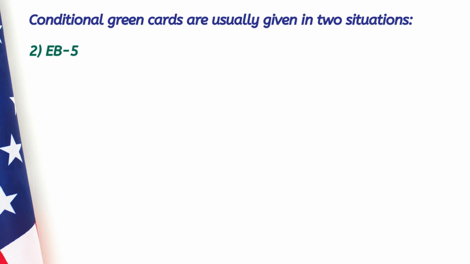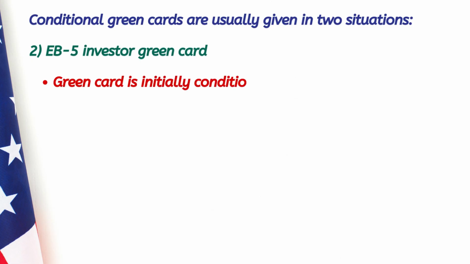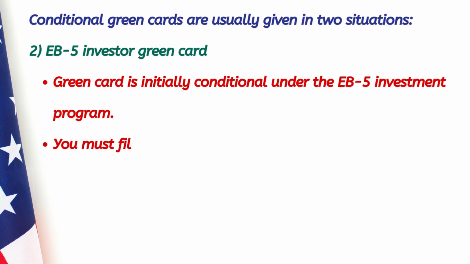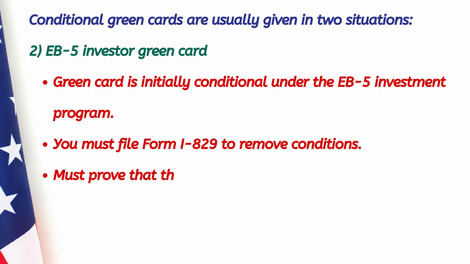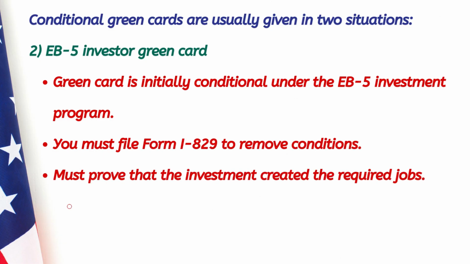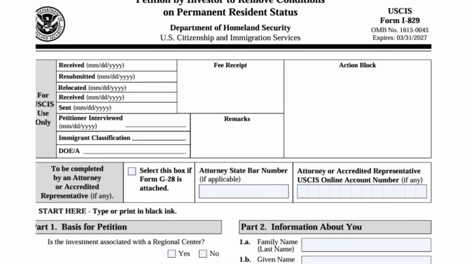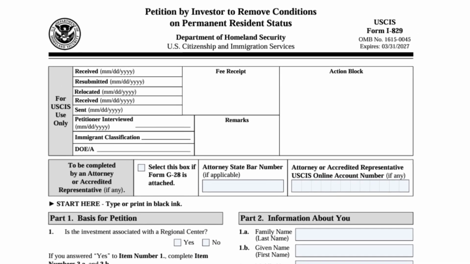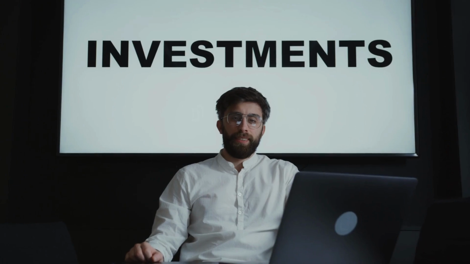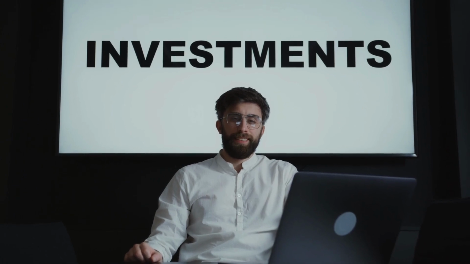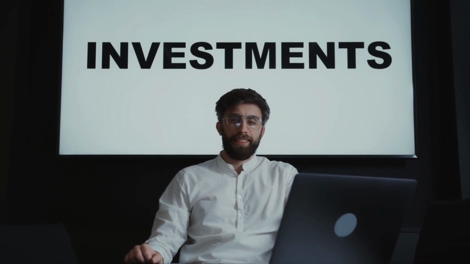The second situation is EB5 Investor Green Card. If you get a green card through the EB5 Investor Program, you'll first receive a conditional green card. You need to file Form I-829 to remove the conditions and prove that your investments created the required jobs.